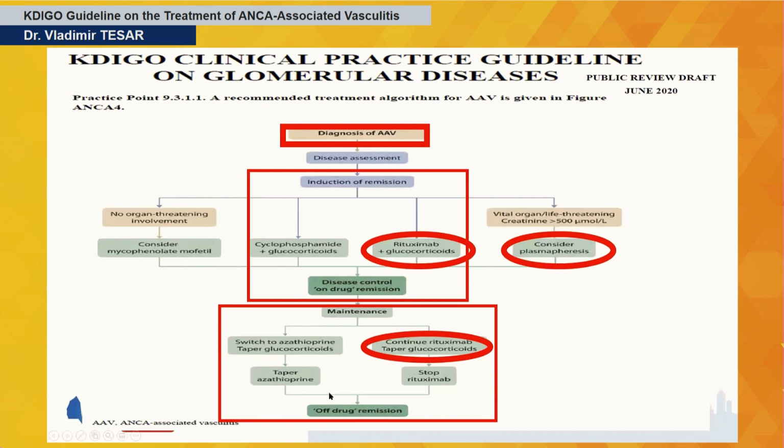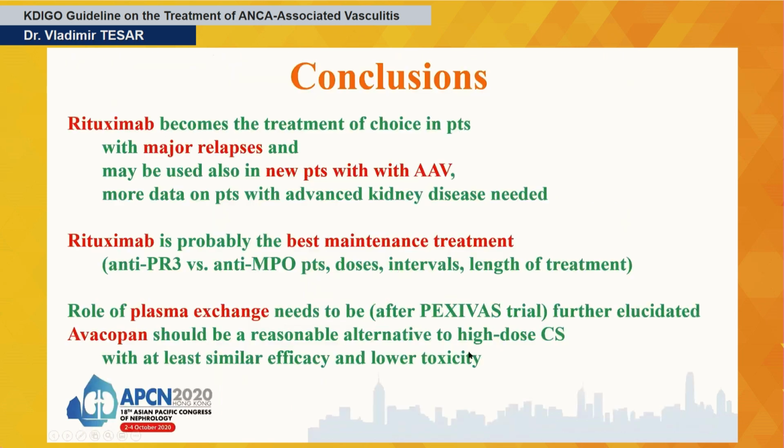And here you see the algorithm, which is very different from what was recommended in 2012. Upgrading rituximab, which is now on the same level as cyclophosphamide, so it can be used also in the first line of treatment of new patients with ANCA-associated vasculitis. And what is also new is that rituximab can be used as a maintenance treatment.